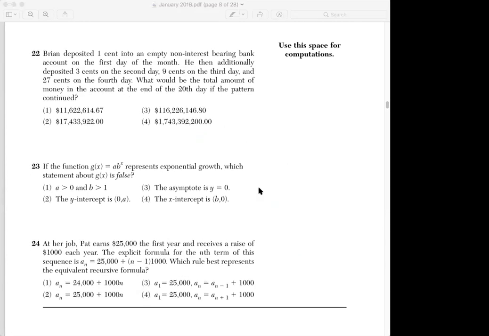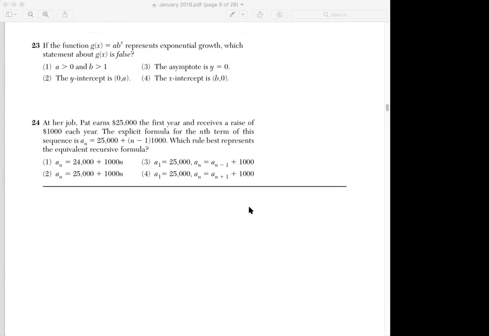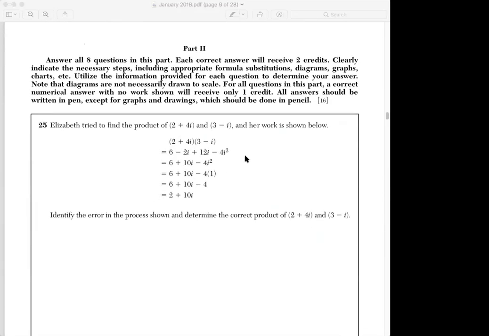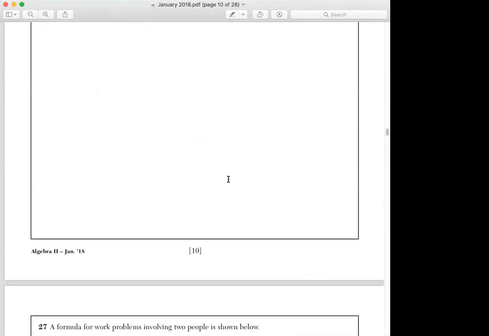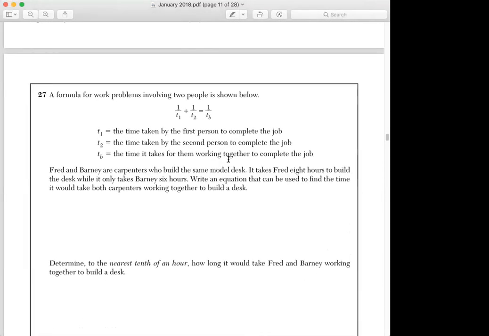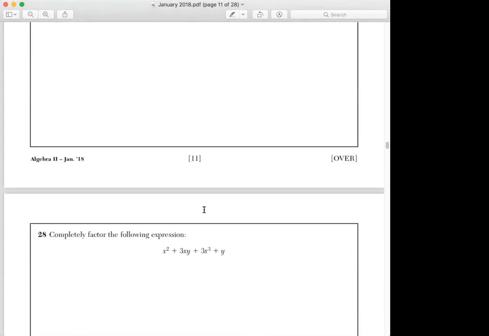22, not going to do. 23, not going to do. 24, not going to do. 25, we did this one in class. Right, this was the mistake right here. Not going to do that. It's probability. We did this one in class. You have it on your packets.